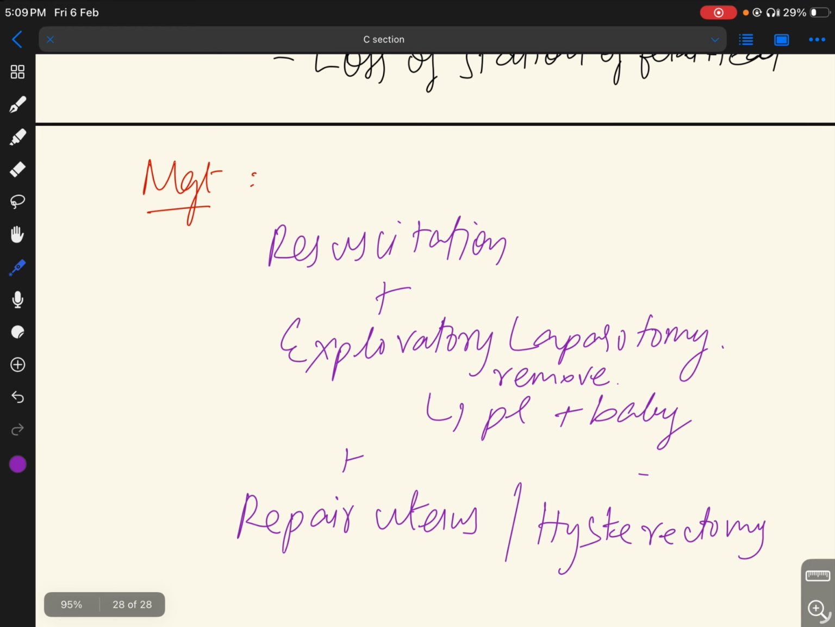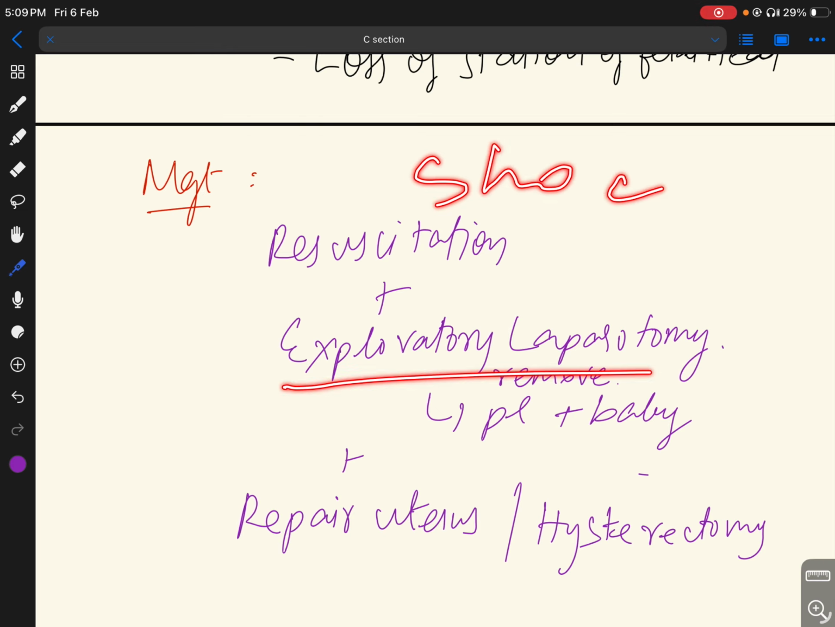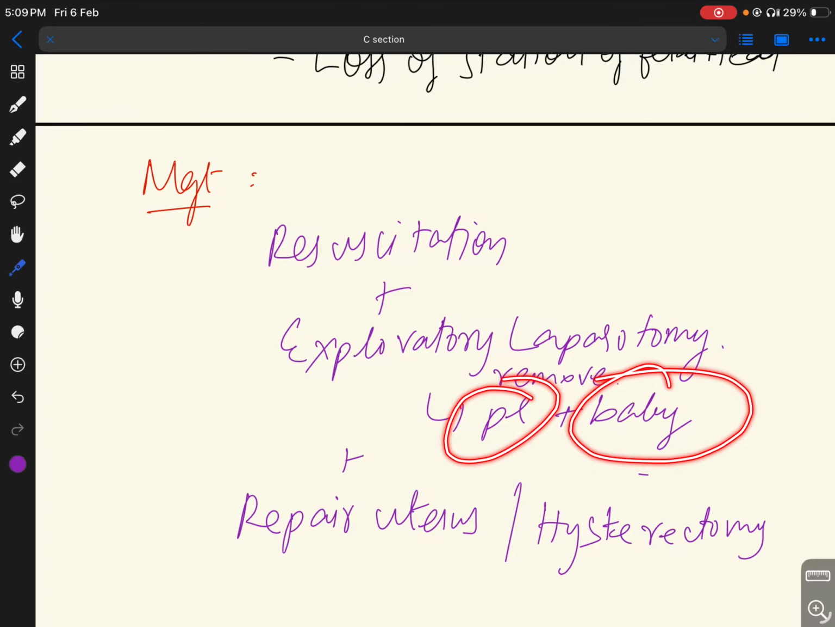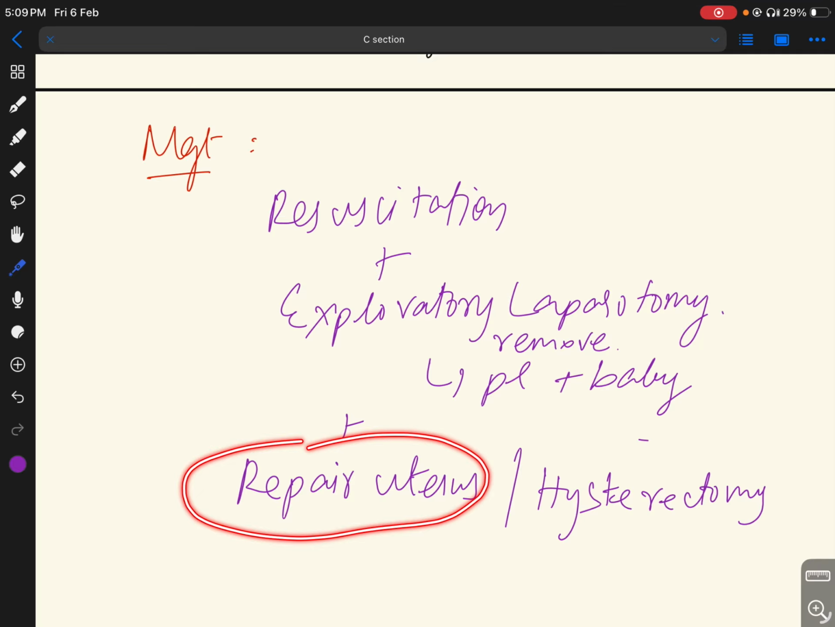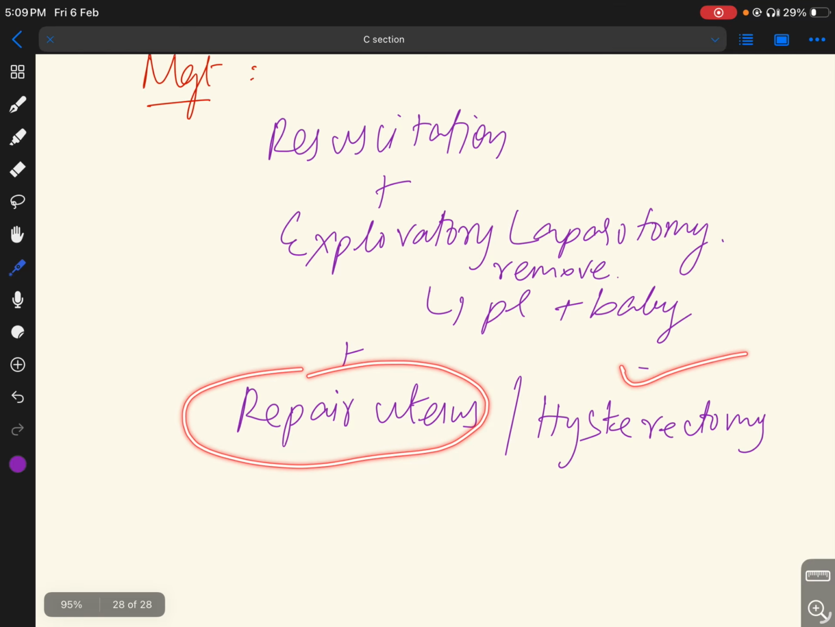You will be managing as the patient is in shock, you have to resuscitate and exploratory laparotomy should be done. Then you have to remove the placenta and the baby. Then you have to repair the uterus. If the repair of uterus is not possible, you should do a hysterectomy.